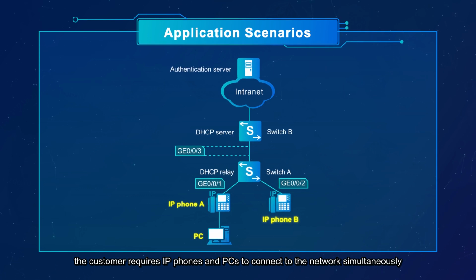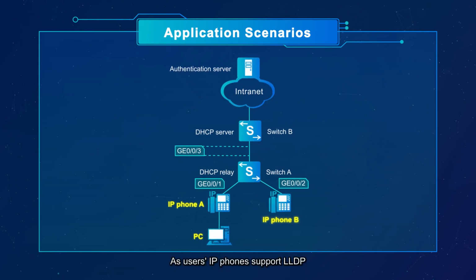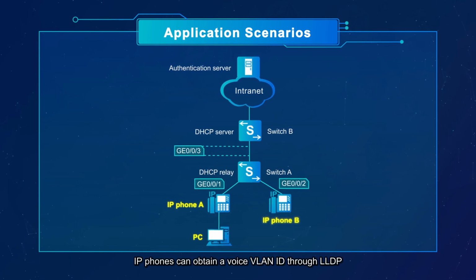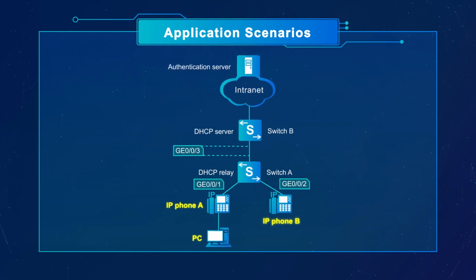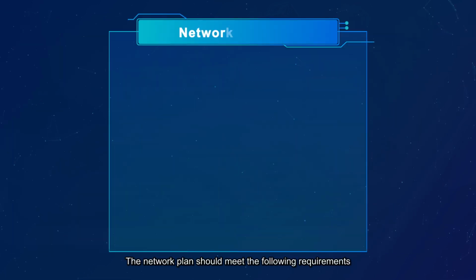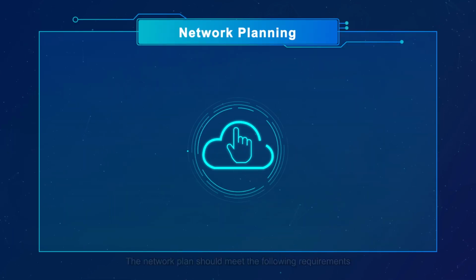As users' IP phones support LLDP, IP phones can obtain a voice VLAN ID through LLDP and attach voice VLAN tags to packets that IP phones send, and the voice packets have a low COS priority. The network plan should meet the following requirements.